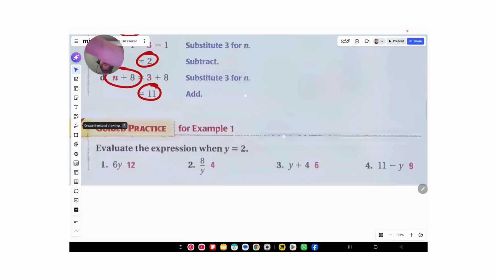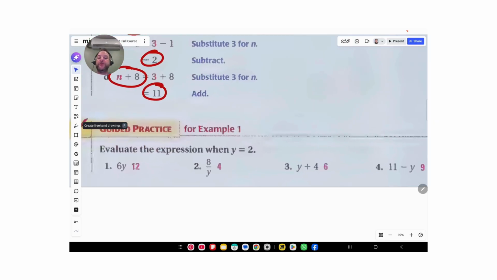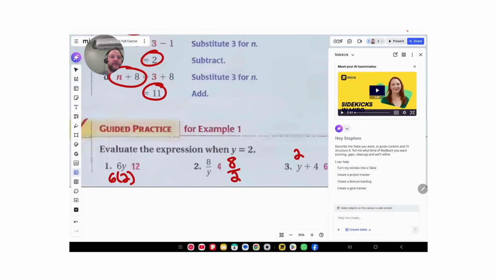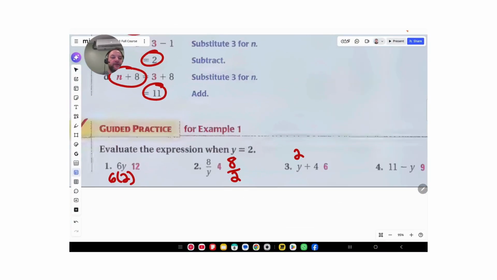So in your class, you may have questions like evaluate the expression when y equals 2 for our simpler ones here, and we just again plug in 2. For number 1, 6 times 2 is 12. Number 2, 8 divided by 2 is 4. Number 3, 2 plus 4 is 6. Number 4, 11 minus 2 is 9. Whoops. Sorry about that. 11 minus 2 is 9.